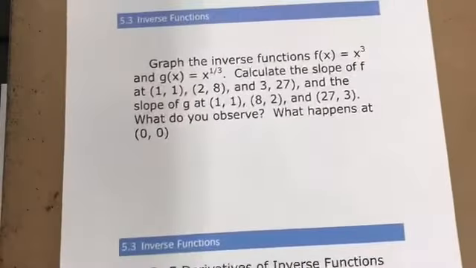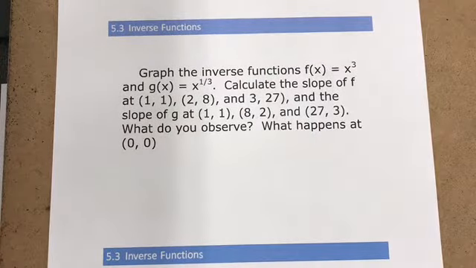So we are going to graph the inverse functions f of x equals x cubed and g of x equals x to the 1/3, and then calculate the slope of f at (1, 1), (2, 8), and (3, 27), and the slope of g at (1, 1), (8, 2), and (27, 3). And what do you observe?